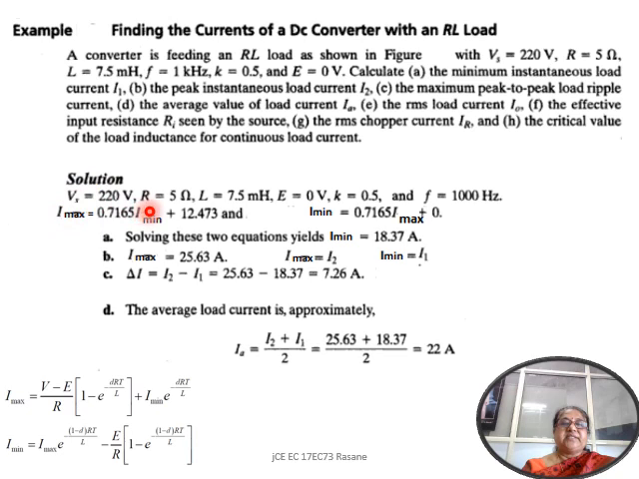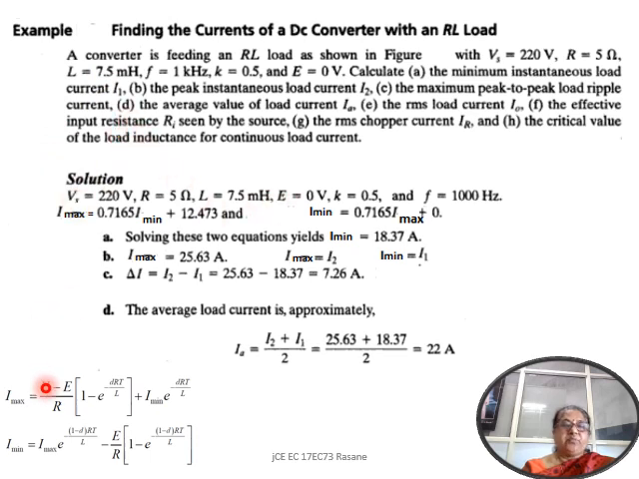So Vs has been given as 220 volts, R has been given as 5 ohms, L has been given as 7.5 millihenries, E is 0 volts, duty cycle K is 0.5 and frequency as 1 kilohertz, meaning 1000 hertz. Now in A you are supposed to find the minimum instantaneous load current I1 or I minimum.